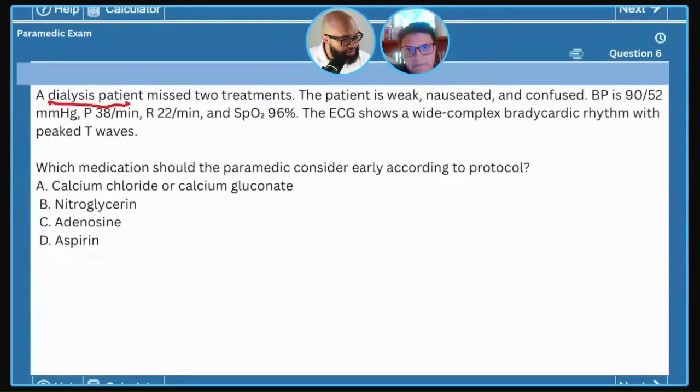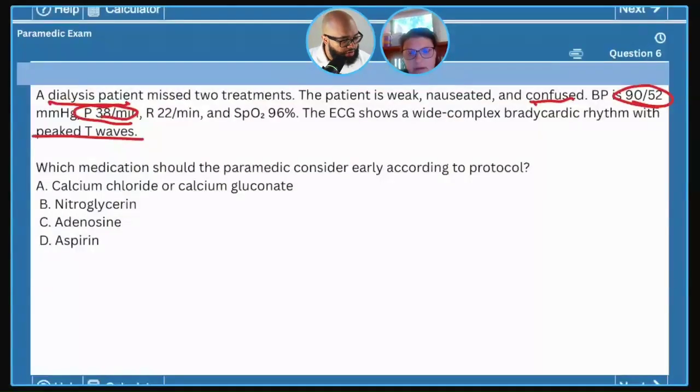Which medication should the paramedic consider early according to protocol? It's two-step. A dialysis patient has missed 2 treatments. The patient is weak, nauseated, and confused, so he's sick and unstable. BP is 90 over 50, his pulse is 38, and his respiratory rate is 22. SpO2 of 96%.